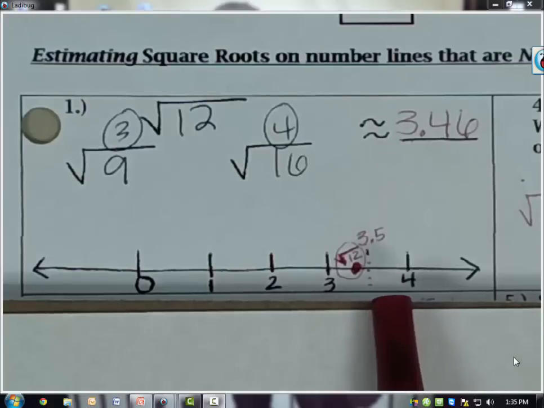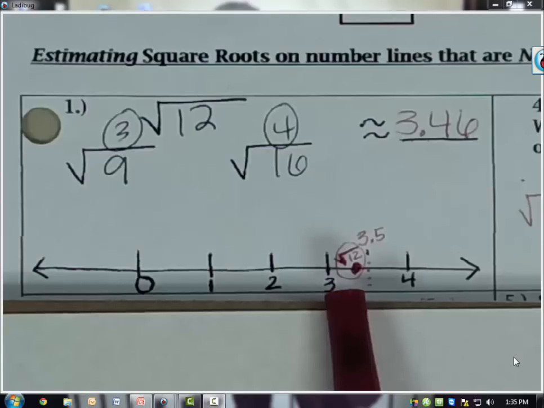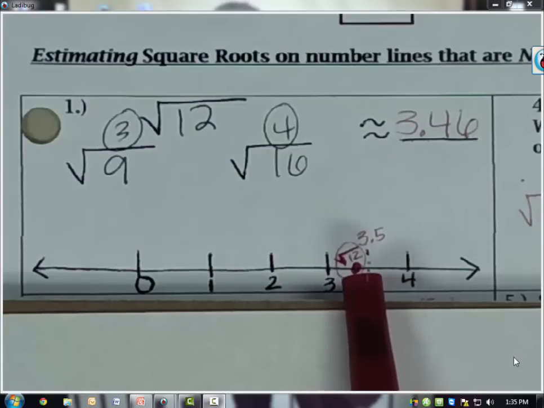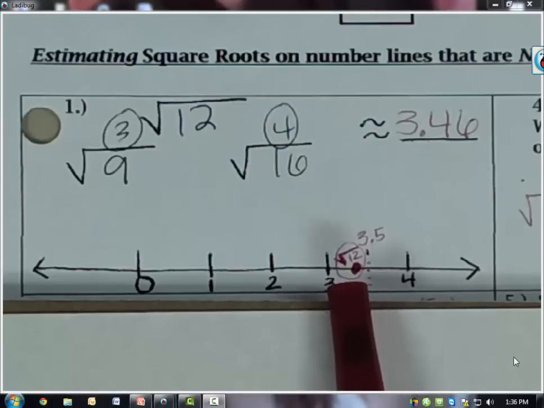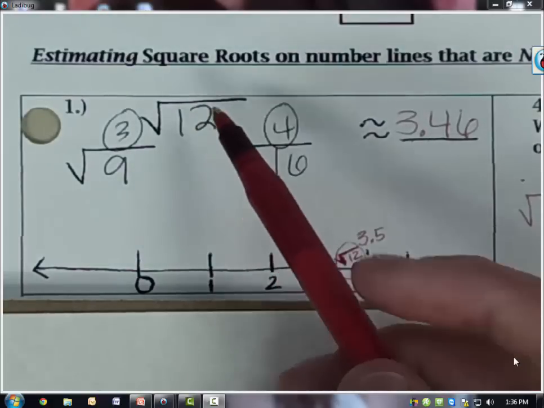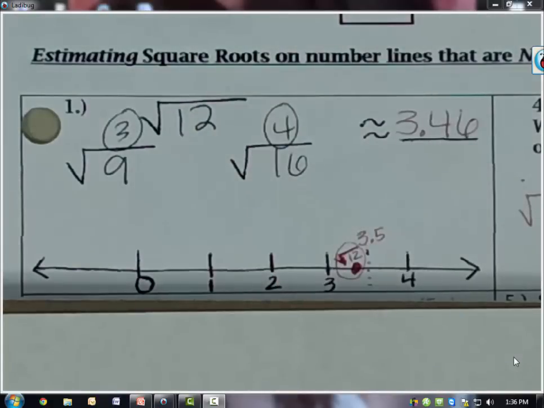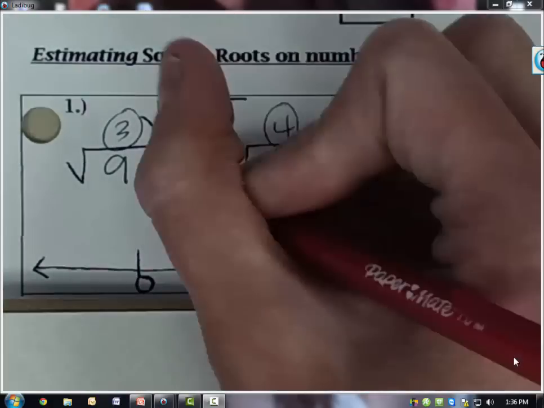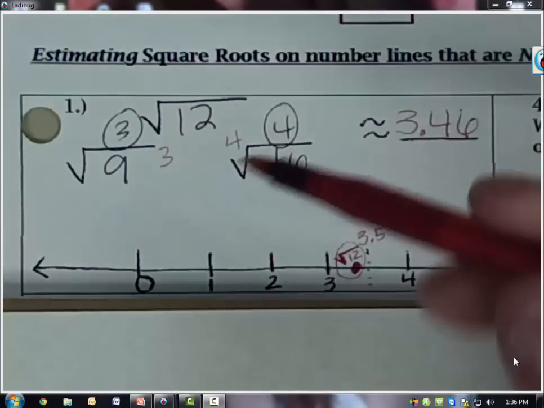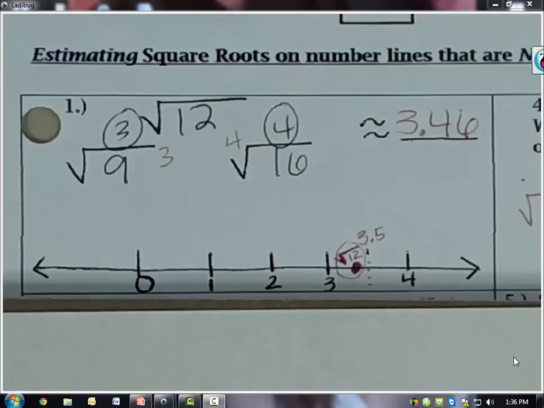Looking down here, the square root of 12 is going to be between 3 and 4. The reason I put it in front of 3.5 is because, what is it closer to? Is it closer to 9 or closer to 16? That's what we have to come up with. Between 9 and 12, we're about 3 away, and between 12 and 16, we're about 4 away. So it's going to be closer to the number 3. That's how we got that.